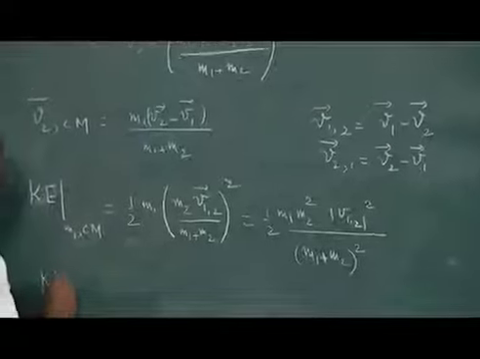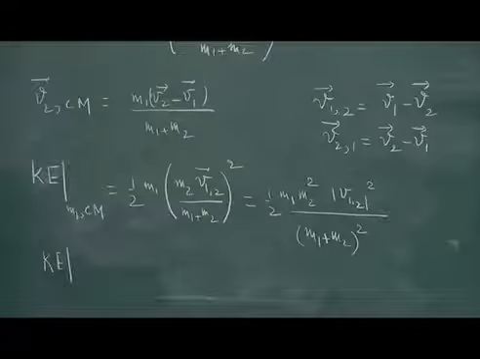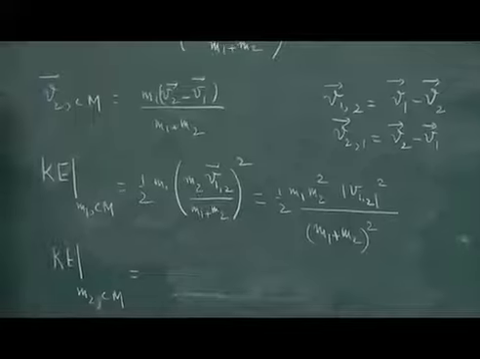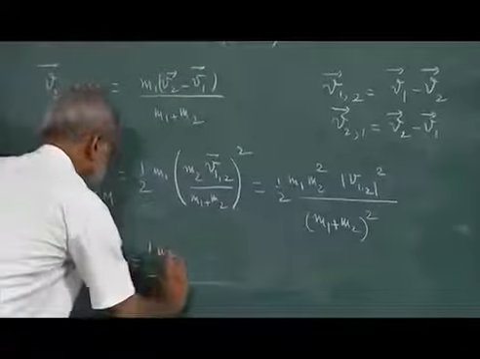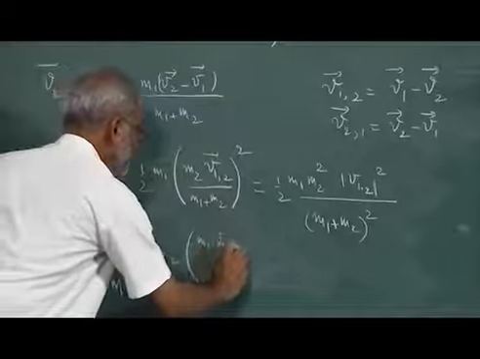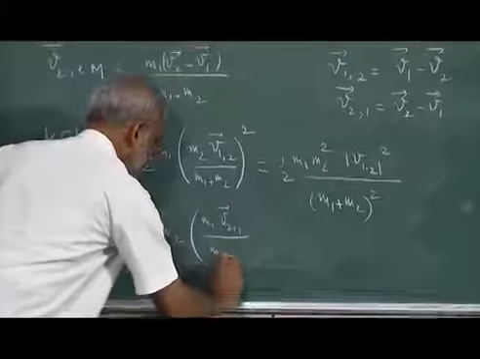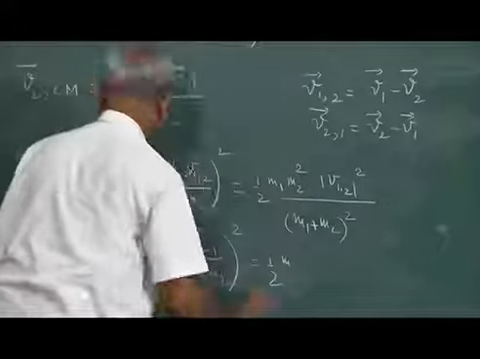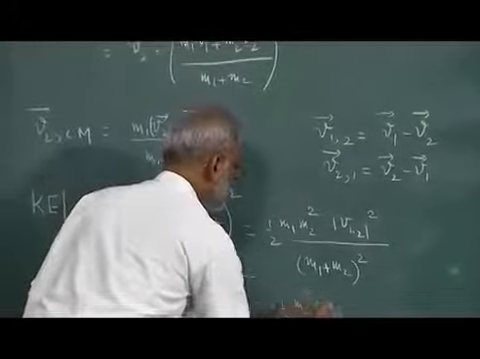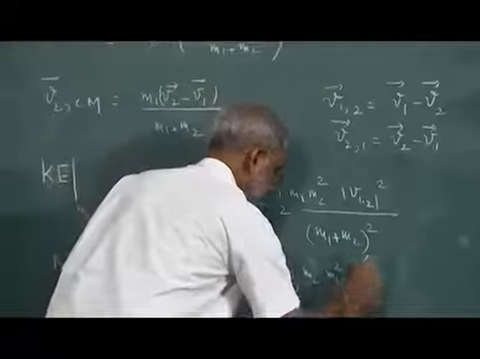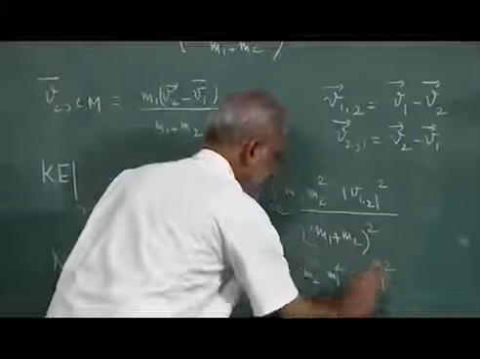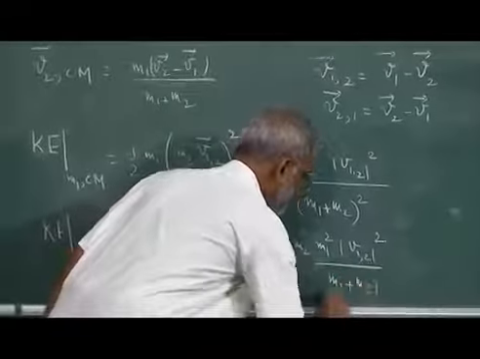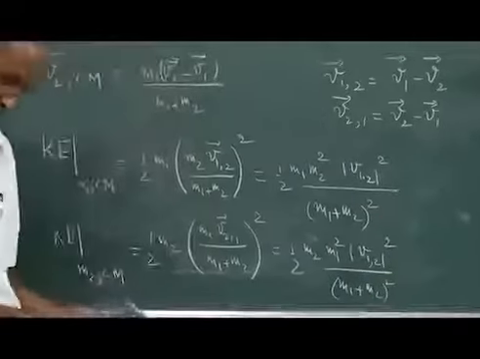Similarly, I can calculate the kinetic energy of the second mass relative to the center of mass. This is half of M2 times M1 V21 by M1 plus M2 the whole squared. This would be half of M2 M1 squared. Since it is a magnitude, I can write whichever way I want, either V1,2 or V2,1, divided by M1 plus M2 the whole squared.